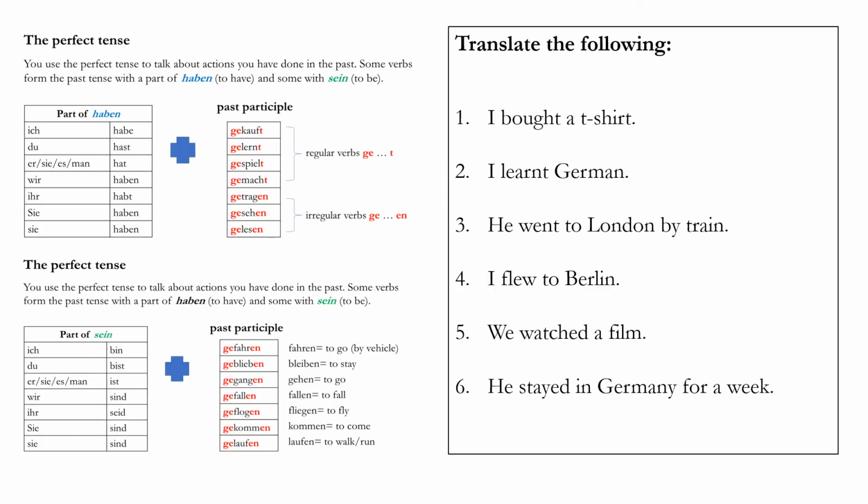I'd like you to use that now, both of those tables, to help you translate the following 6 sentences into German, okay? Remember, if you're travelling to somewhere, you use nach as a preposition. Again, I'd like you to pause the video now to give you time to do that.